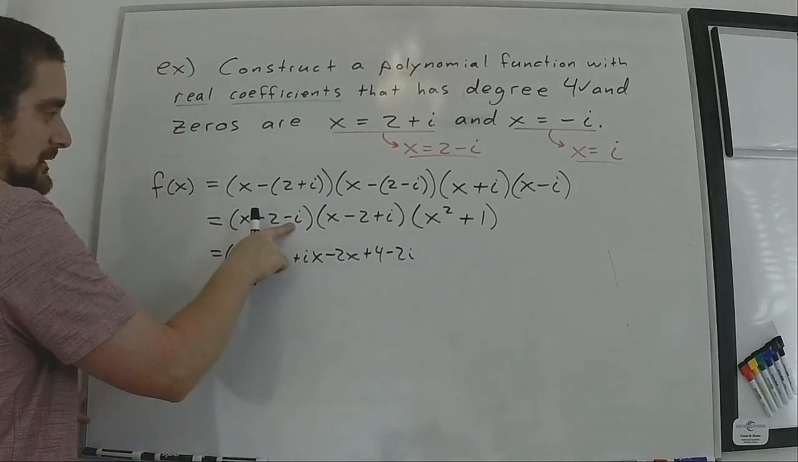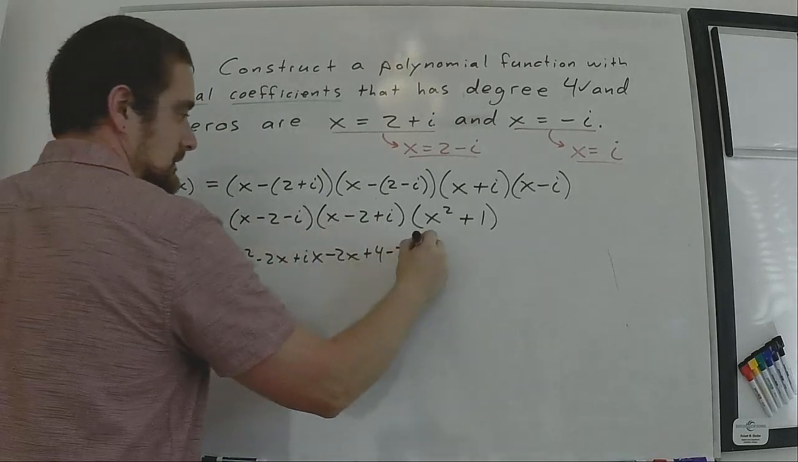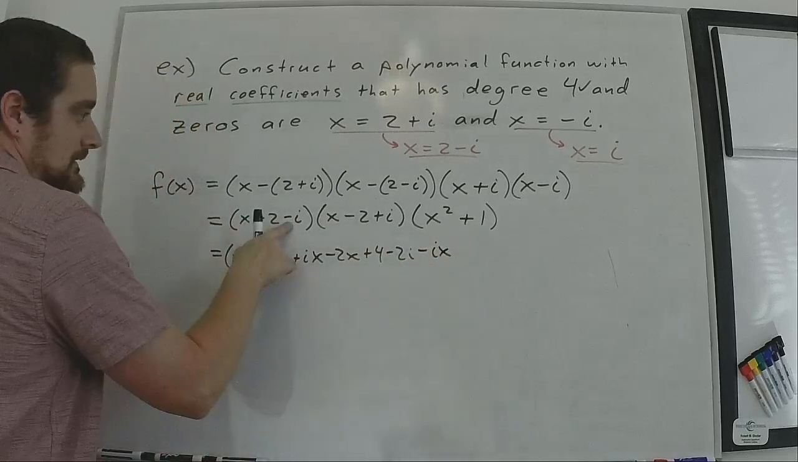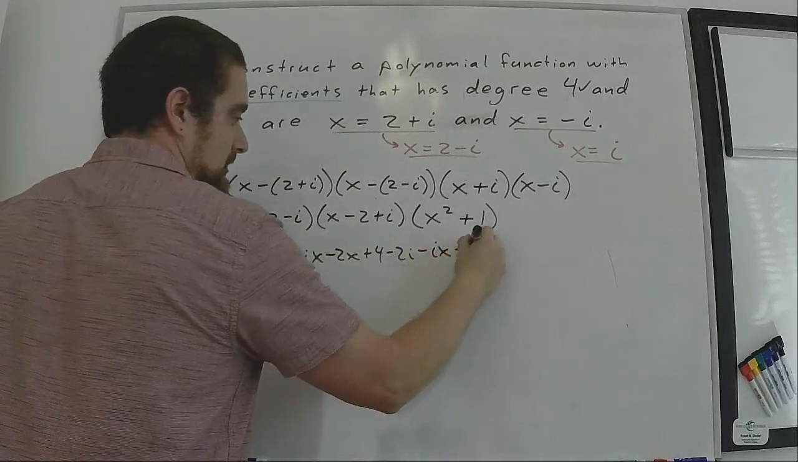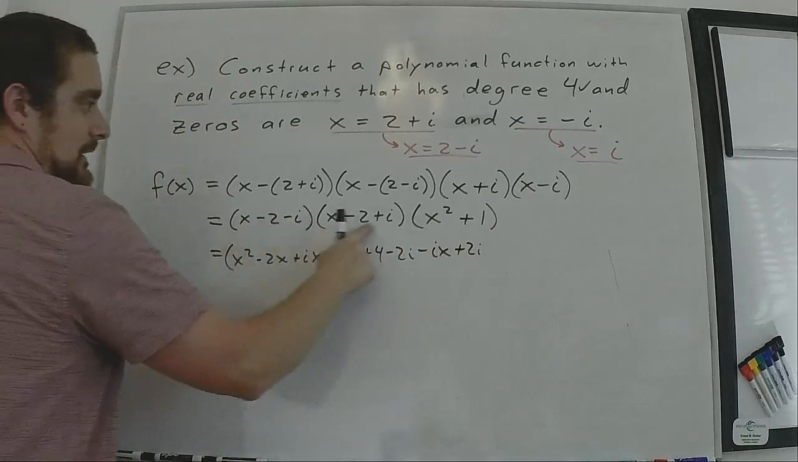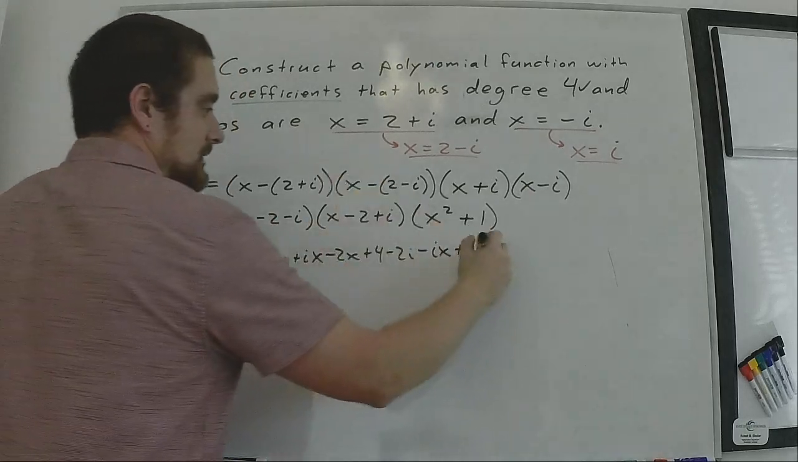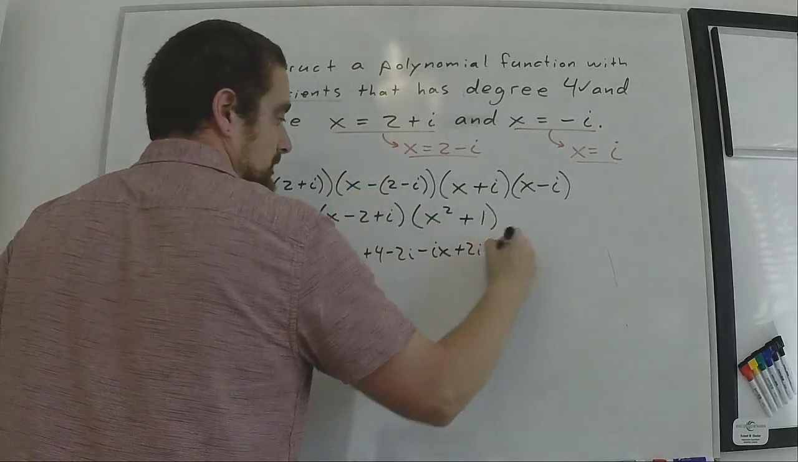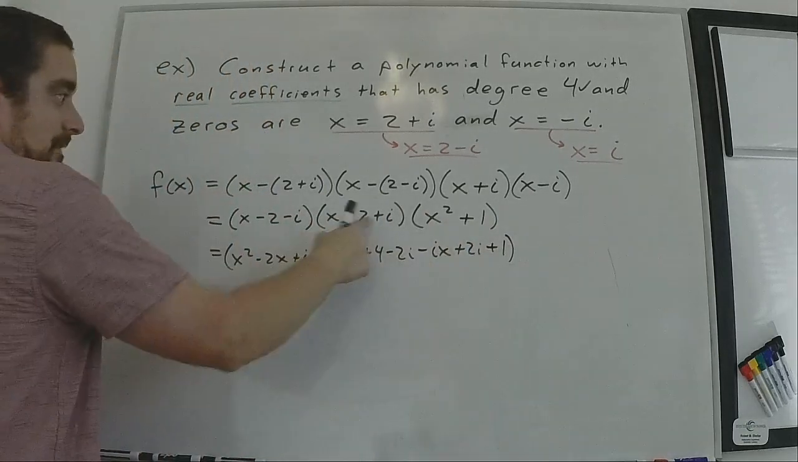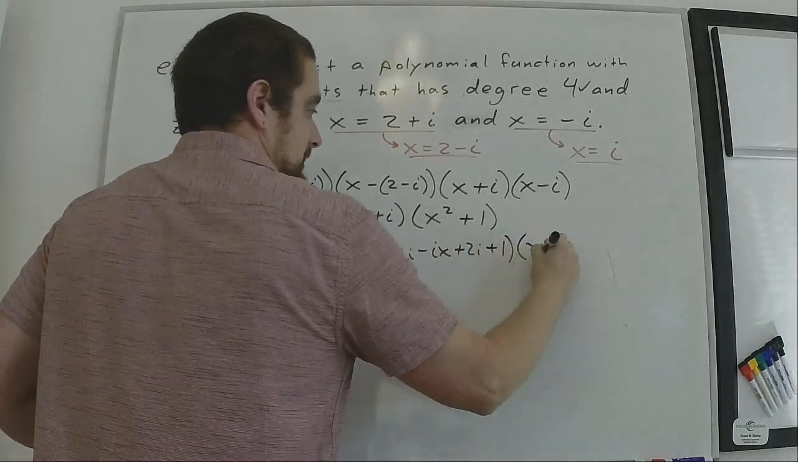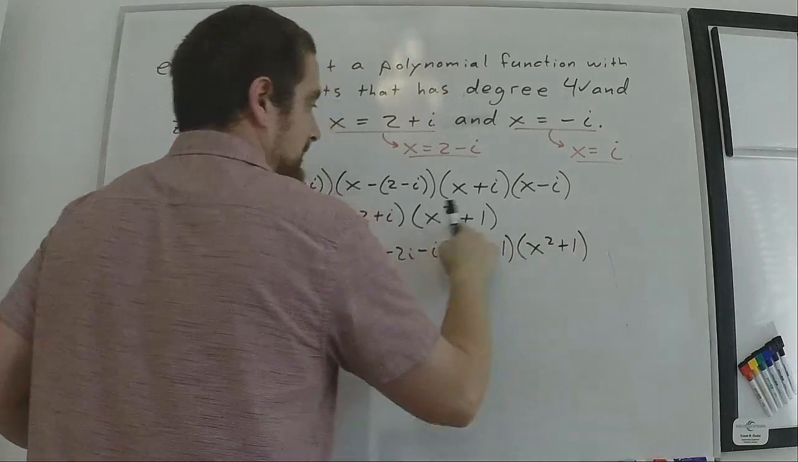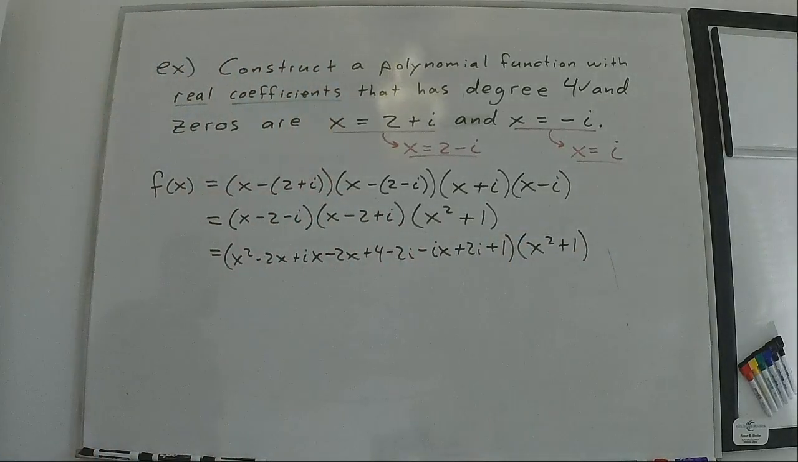Then I'll go for the last piece on the first factor. Negative i times x, that's minus ix. Negative i times negative 2, that's positive 2i. Negative i times positive i, that is a negative i squared, which we just saw was plus 1. Yeah, that generates a really big factor, and the other factor, x squared plus 1, is just going to hang around in this step.